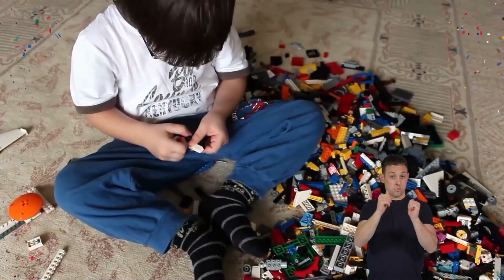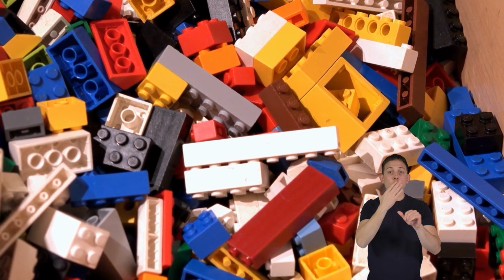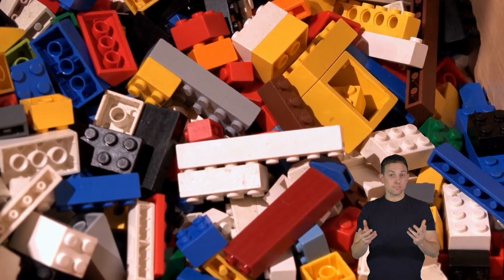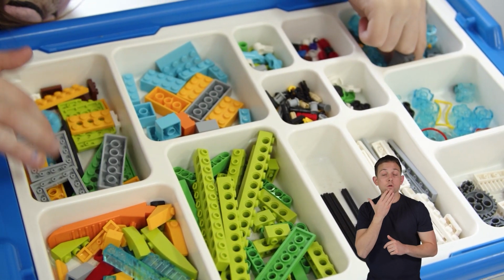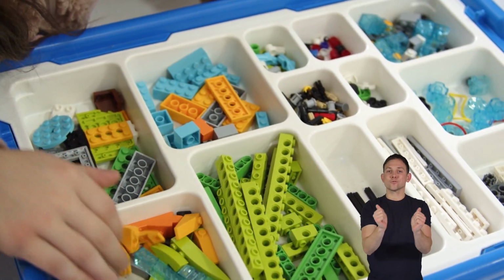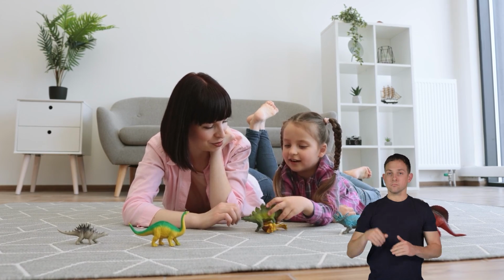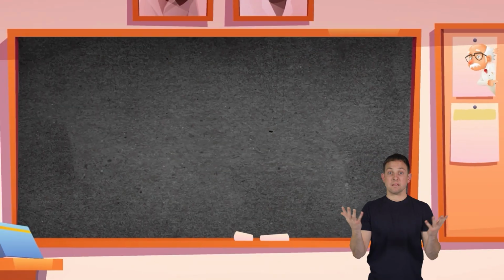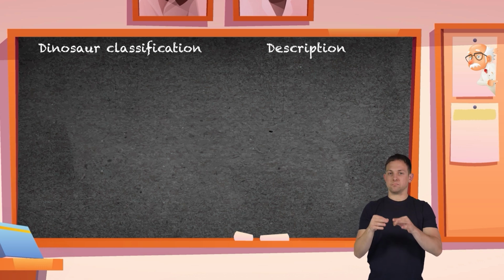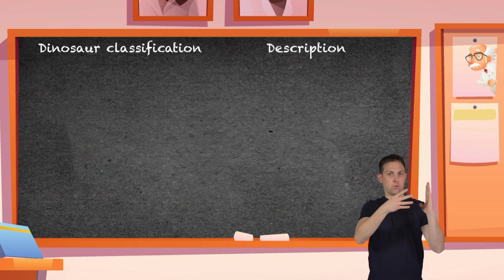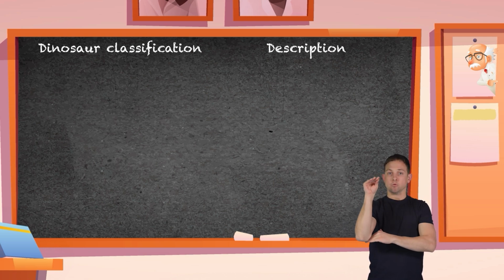Have you ever played with Legos before? Lego bricks come in different colors, shapes, and sizes. You can classify your bricks by shape or color to make them easier to work with. That is what we are going to do today with dinosaurs. Here is a list of dinosaur classifications and their descriptions. We will read the chart out loud and then ask you to try to classify some types of dinos.